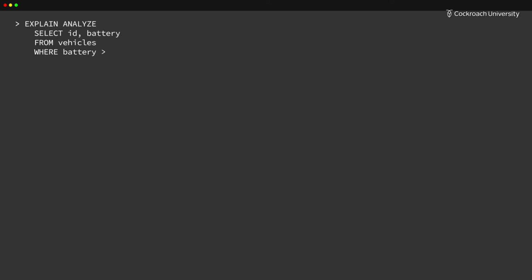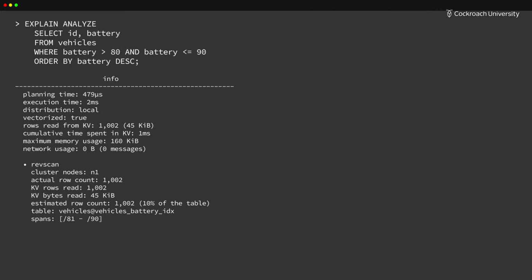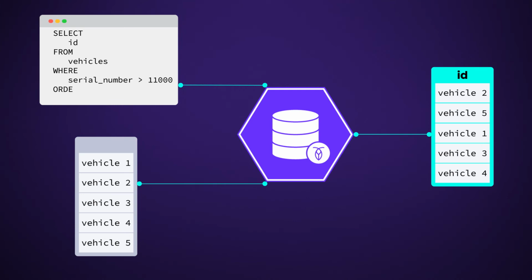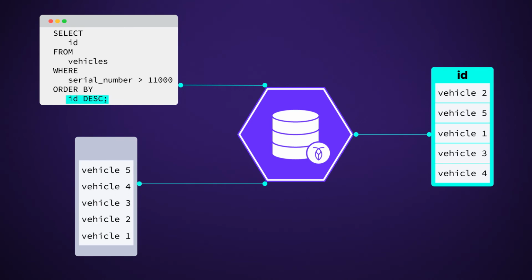If you use explain analyze on this query, you'll see that it avoids a full table scan and avoids an additional sorting step, even though the index is sorted in ascending order. It's easy for the database to flip the query results, so it's not necessary to create a separate index with a reverse order sort.